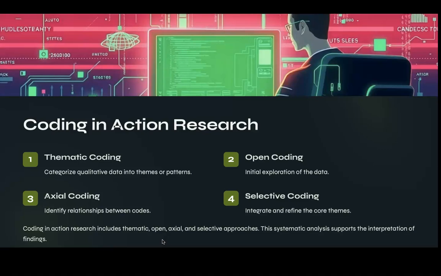What coding is used in action research studies? The coding used in action research often includes thematic coding, in which qualitative data such as interviews, observations, and surveys are categorized into themes or patterns. Open, axial, and selective coding are commonly used to analyze qualitative data systematically.